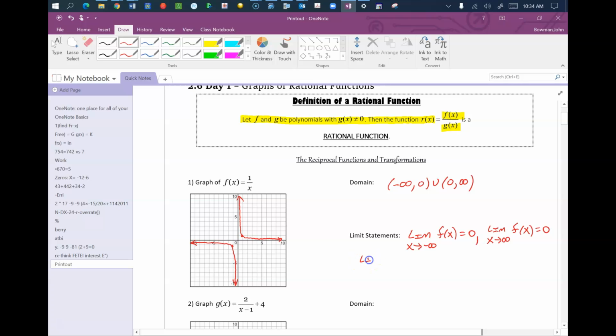So the limit as x approaches 0 from the negative direction, from the left-hand side, of f of x is equal to negative infinity. In other words, as x approaches 0 from the left, y approaches negative infinity. Similarly, as x approaches 0 from the positive direction, f of x, or y, approaches positive infinity.